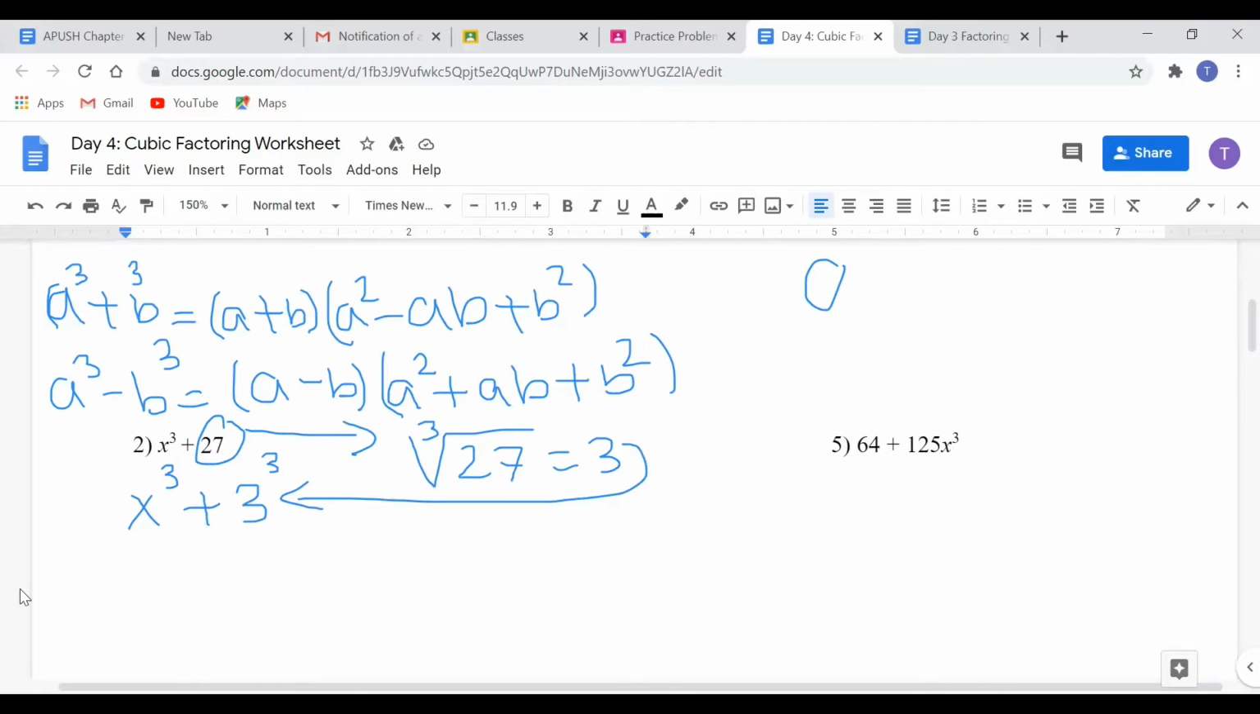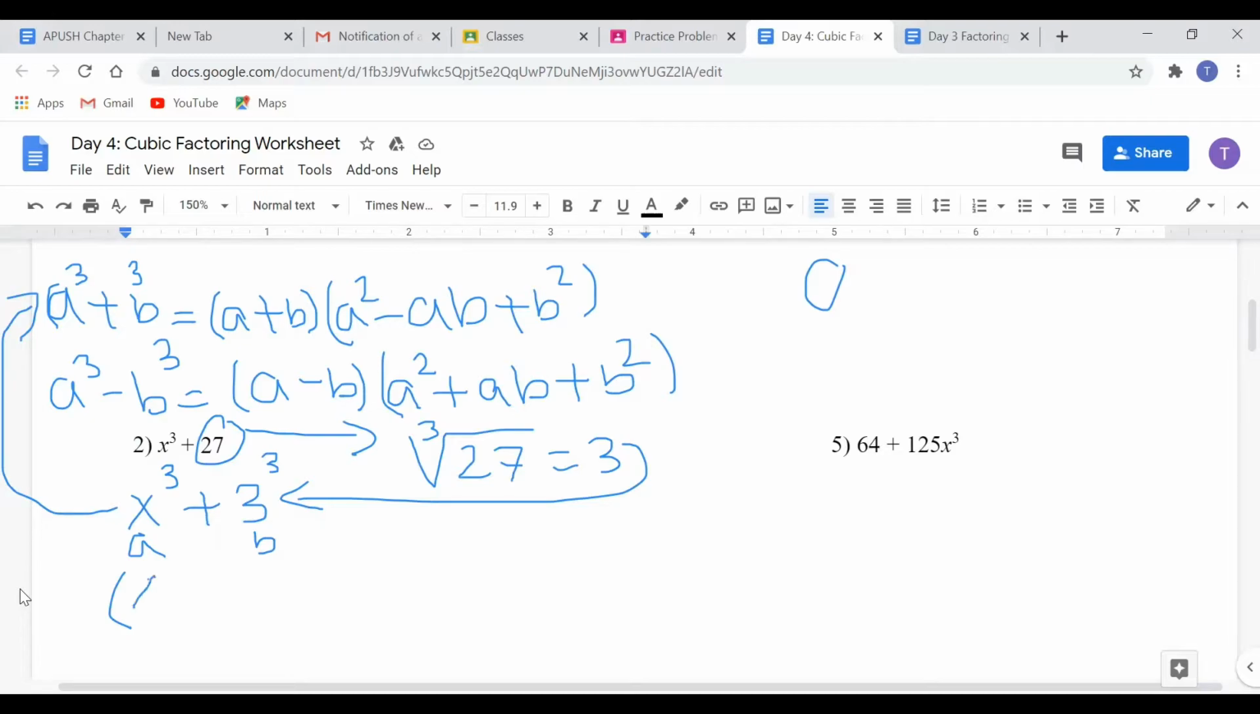And now you just plug it back into the formula. You know x is your A and you know 3 is your B, right? And then you are adding 2 perfect cubes. So you should plug this back into this first formula that you have in there. So your x is your A.